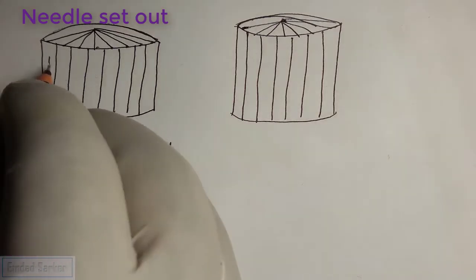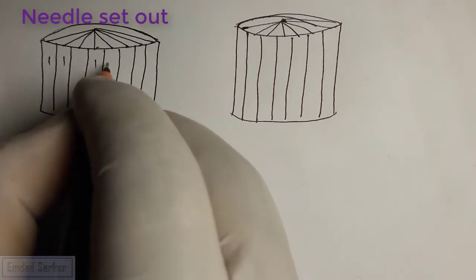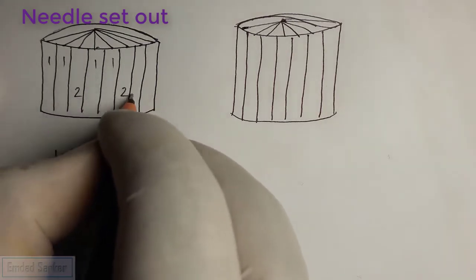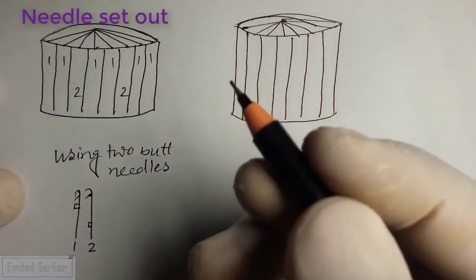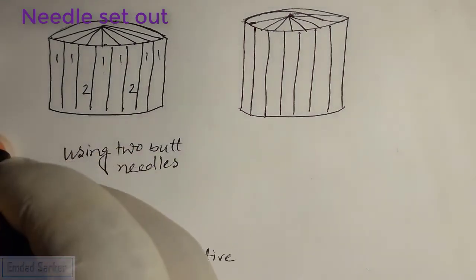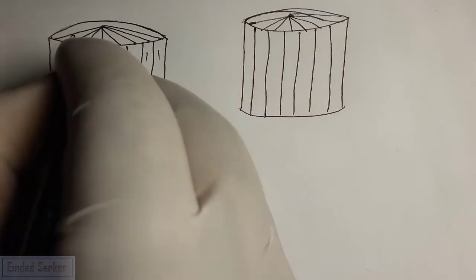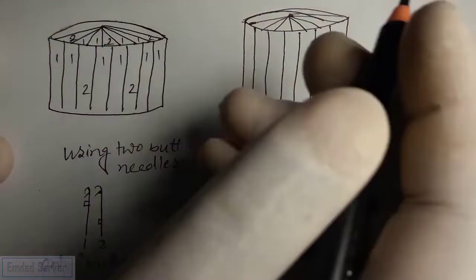So there will be 1, 1, 2, 1, 1, 2, 1, 1 and next will be 2. Only butt 1 will be active. In the case of the dial it will be 2, 1, 1, 2, 1, 1, 2, 1, 1.